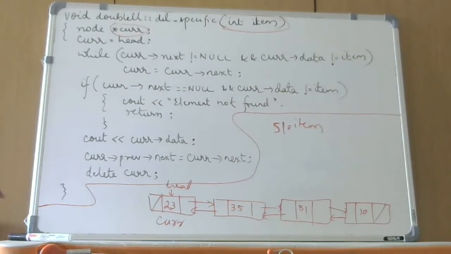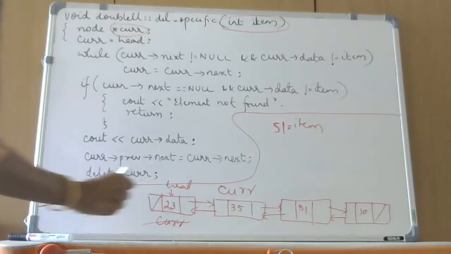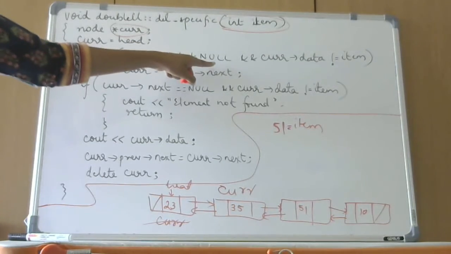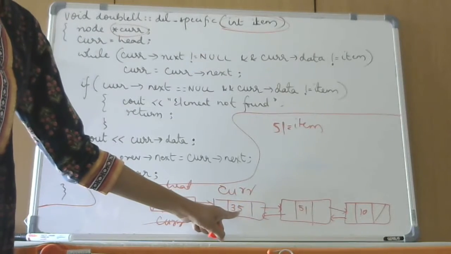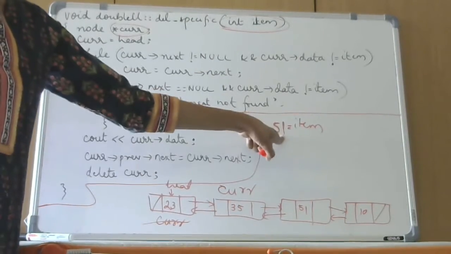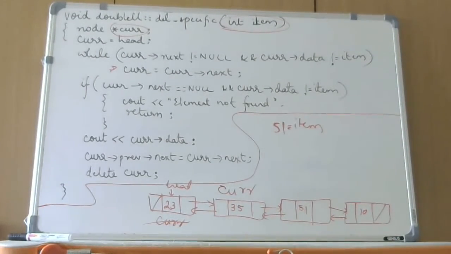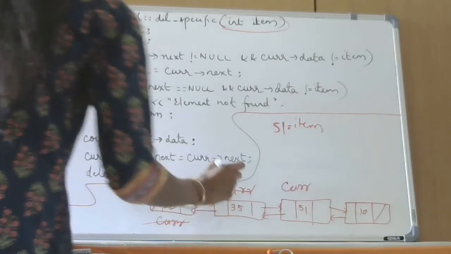Current is equal to current of next. So now current will come here. Next, again I go back. While current of next is not equal to null, current of next is not null. Current of data is not equal to item. Current of data is 35. 35 is not equal to 51. So again we come here, current is equal to current of next. So this will become my new current now.